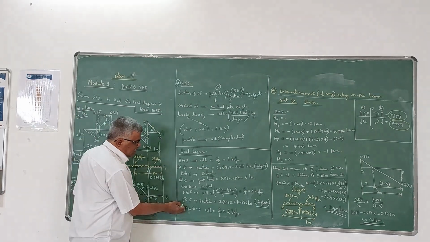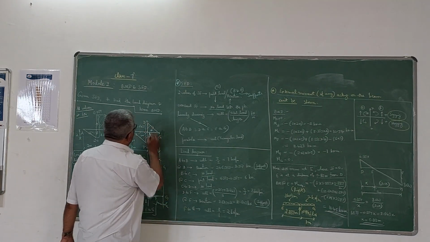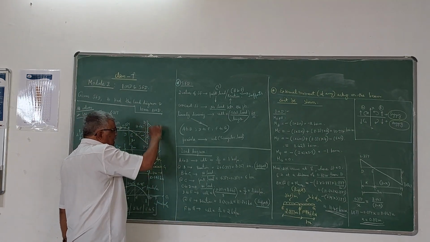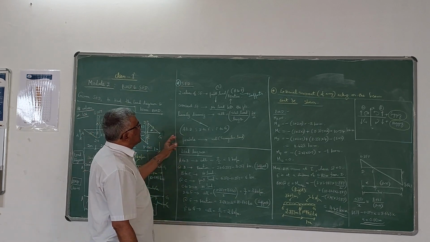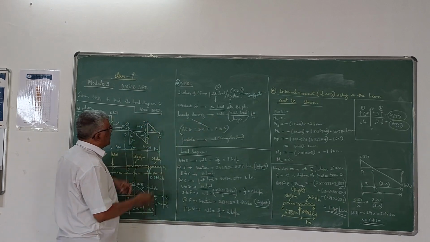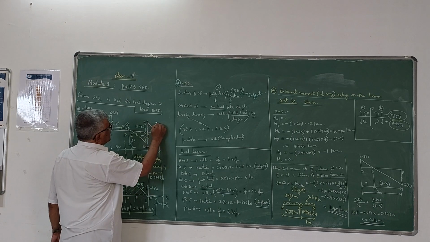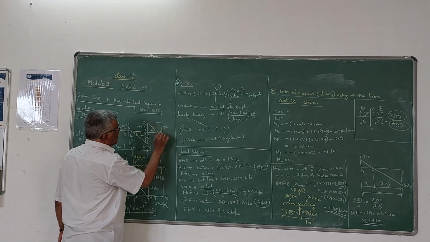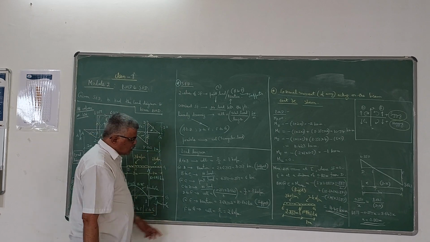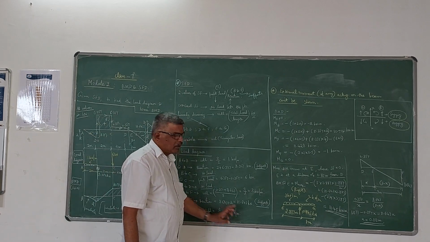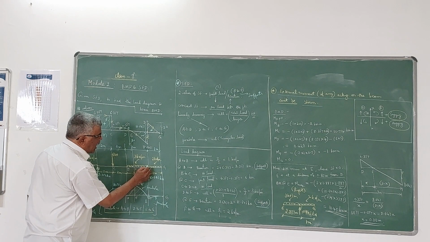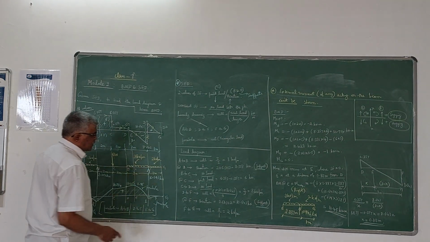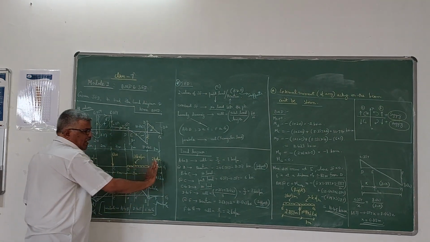Next, from F to G, once again it is a linearly decreasing line. A linearly decreasing line means a UDL is present there. The total load is 2 minus 0, so it is 2. Span is 1 meter, so 2 by 1. So 2 kilonewton per meter is the UDL acting from F to G. So this is the load diagram.